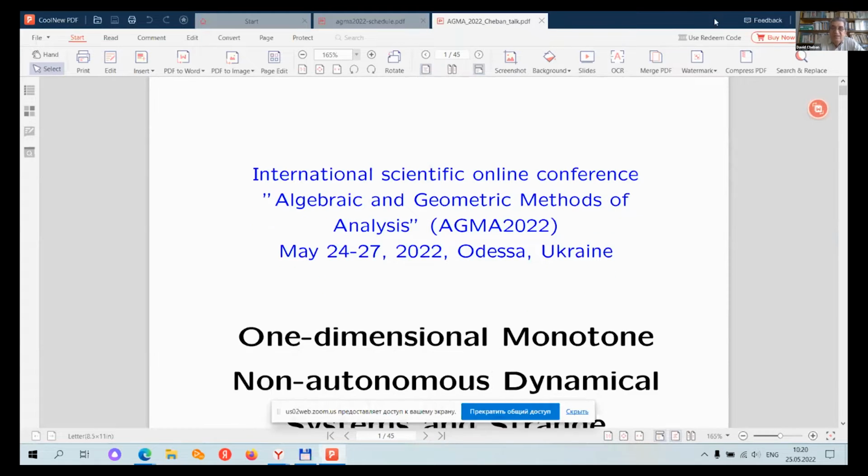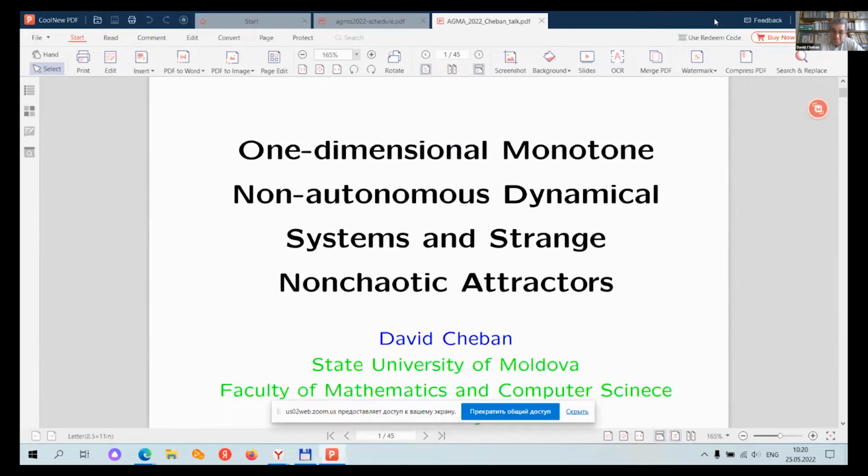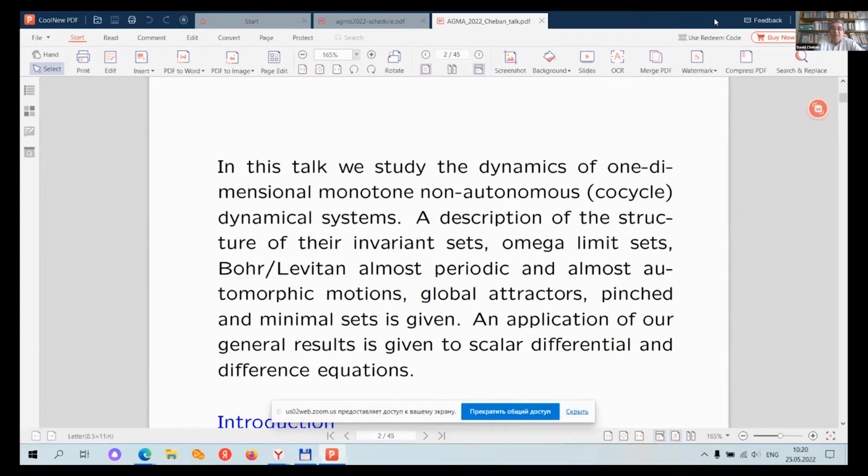Thank you. The title of my talk is One-Dimensional Monotone Non-Autonomous Dynamical Systems and Strange Non-Chaotic Attractors. In my talk, I present some results concerning the special class of monotone non-autonomous dynamical systems, namely one-dimensional monotone non-autonomous dynamical systems.